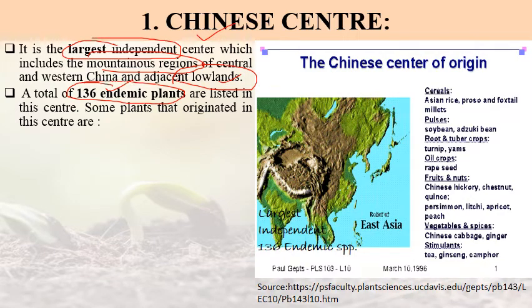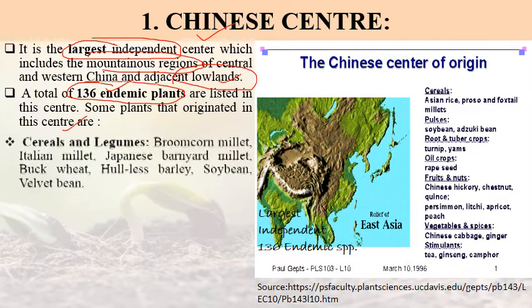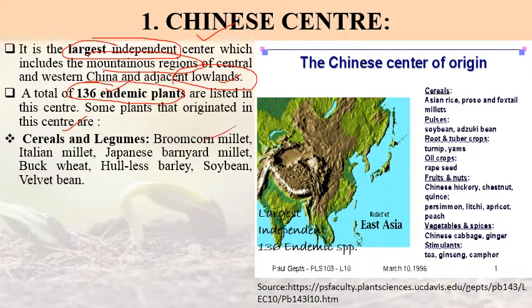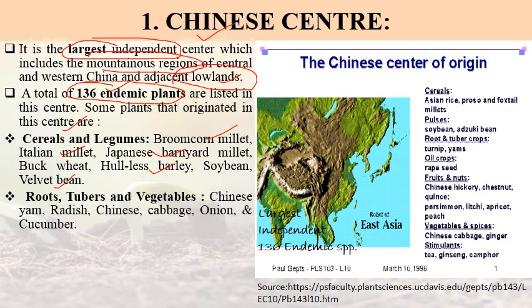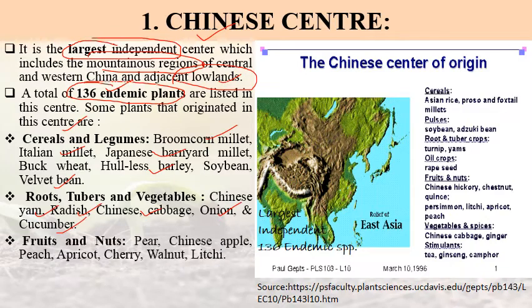In this center, some plants that originated are some cereals and legumes like broom corn millet, Italian millet, Japanese barnyard millet, buckwheat, hull-less barley, soybean, velvet beans. Next we have root tuber vegetable plants like Chinese yam, radish, Chinese cabbage, onion, cucumber. Next we have fruit and nuts, which include pear, Chinese apple, peach, apricot, cherry, walnut, lychee. So these are some fruit and nut plants जो कि grow किए हैं Chinese center of origin.